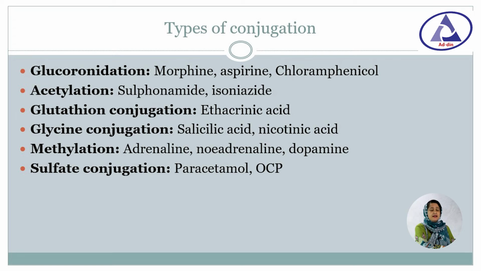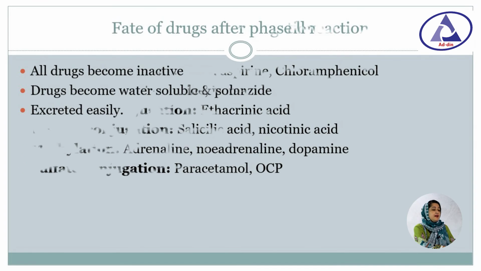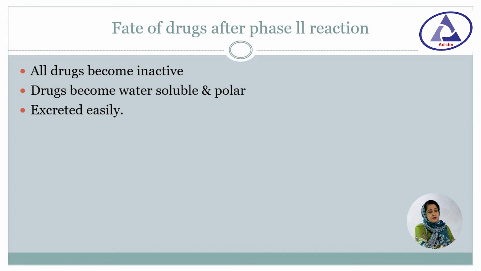Types of conjugation. There are several types of conjugation. Number 1, glucuronidation, acetylation, glutathione conjugation, methyl conjugation, glycine conjugation, sulfate conjugation, sulfhydryl conjugation, etc. The fates of drug after phase 2 reaction. All the drugs become inactive and water soluble and polar and easily excreted from the body.